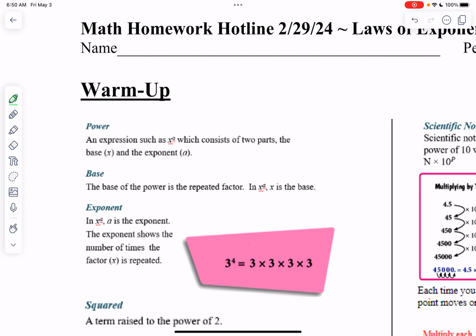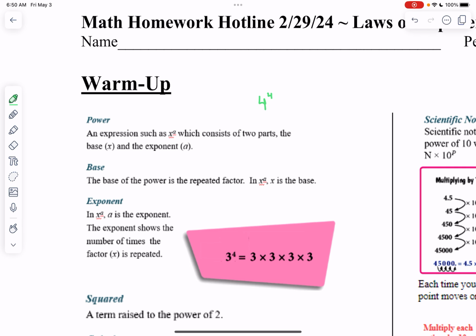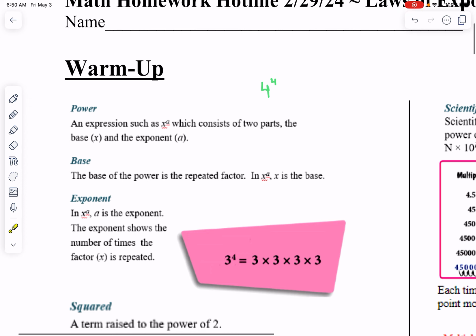We use 3 words to talk about what we call a power. So a power is what this is all together. An expression such as x to the power of a, which consists of 2 parts, okay? So here, this is a power. The base and the exponent. So if you remember, we talked in class that the base is the big number, the number that we're multiplying by itself. So here they are the same number, 4 and 4, but this big 4 is our base and this small 4 is our exponent.